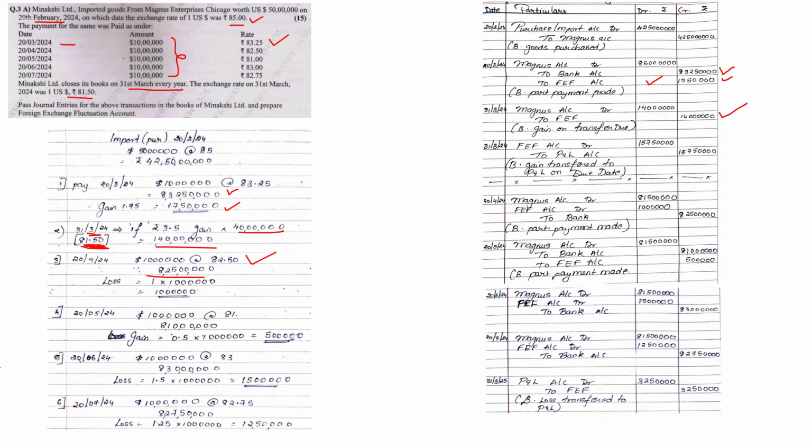And lastly, on the 27th, you're making the final payment of 10 lakh at 82.7. That is again, I'm making a higher payment. It's a loss. Entry is the same: Magnus, FEF to bank with their values.